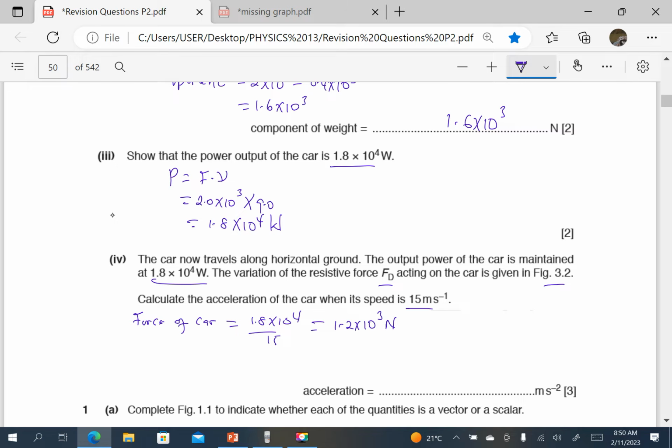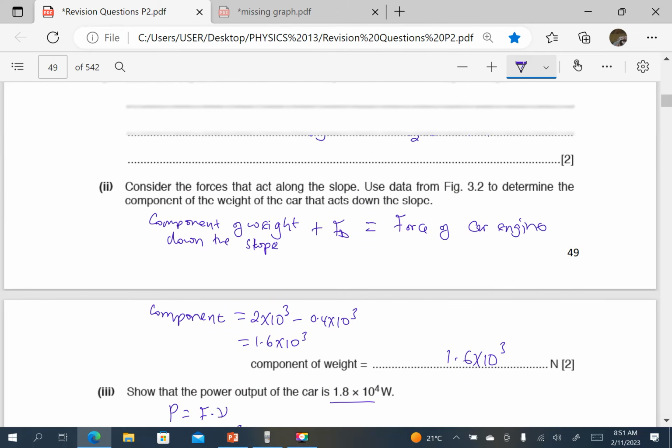So the variation of the resistive force Fd acting on the car is given by figure 3.2. We want to find the acceleration of the car. To find the acceleration, we must now find the resultant force. If the car is moving forward, it means the force of the car is greater than the resistive force. So the resultant force, Fr, should be equal to the force of the car minus Fd, that is the resistive force. So the resultant force is going to be the force of the car, which is 1.2 times 10 power 3 minus Fd. At 15 meters per second, what is Fd?